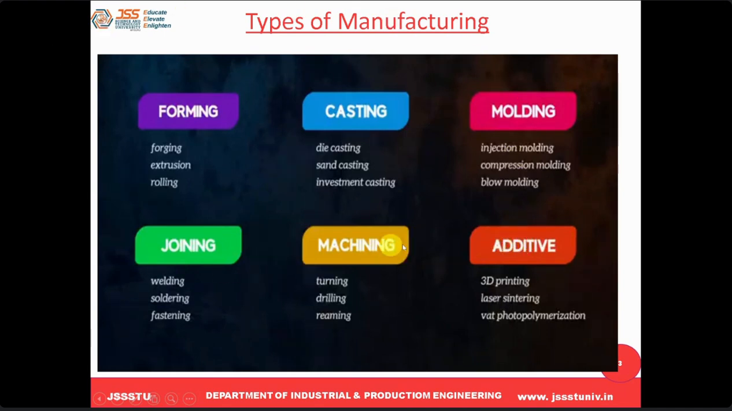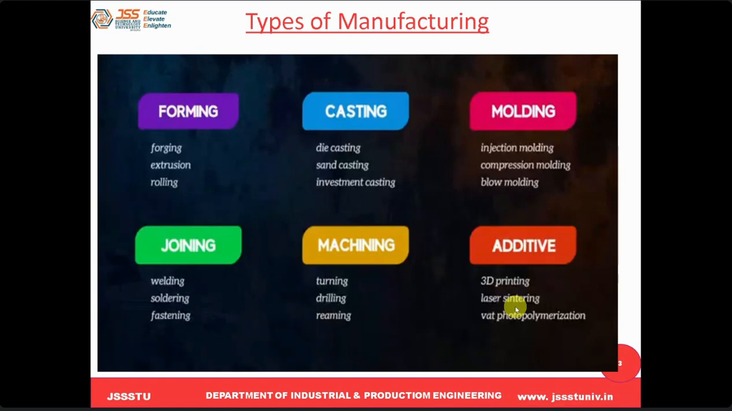These are the various forms of manufacturing technology. Examples for forming are forging, extrusion, rolling, and die casting, sand casting, investment casting. For molding, injection molding, compression molding. For joining, welding, soldering, fastening. For machining, turning, drilling, reaming, and additive is 3D printing. We will take these up in one video.